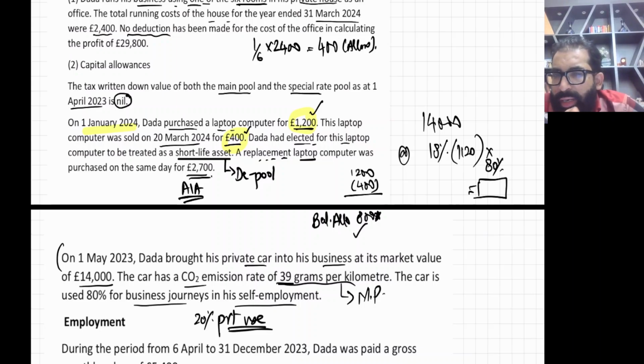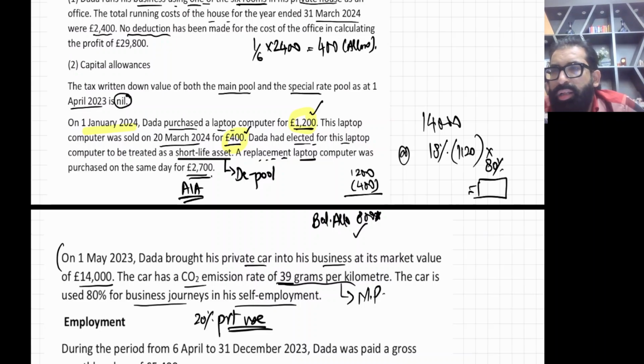Then on a replacement laptop you will claim AIA, and on the third thing, the privately used asset by the owner, you need to depool it. So again, there is no main pool or SRP. You can solve this question without making any pool, and it will be solved in the adjustments of trading profit very easily. Giving you 30 to 50 seconds or 1 minute to think over it.